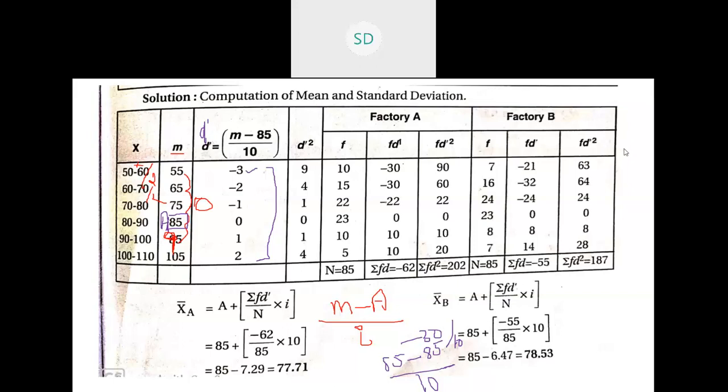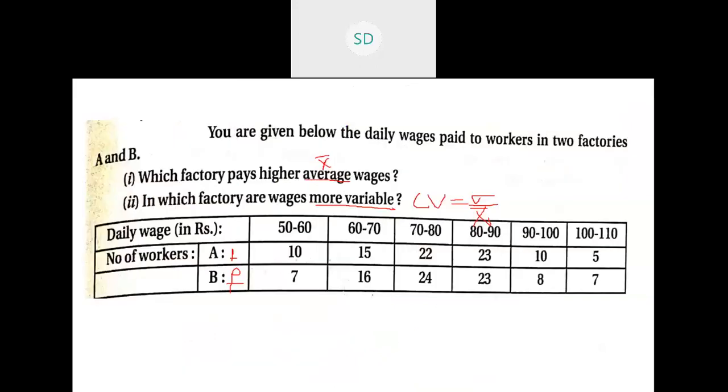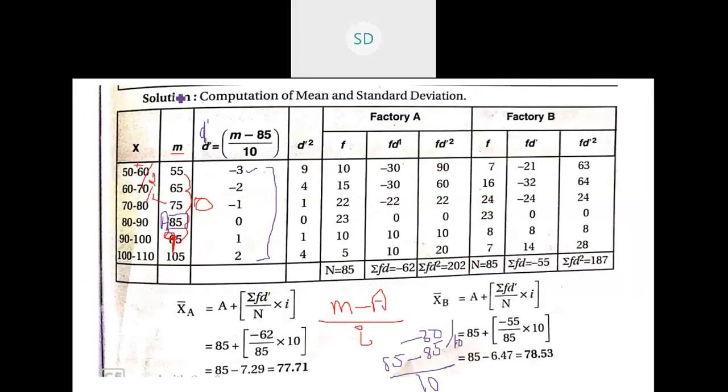Okay, so let's continue. Now, once we find all these deviations, we will consider the frequencies. So we have only solved this part, daily wages, only this part is completed. Now let's consider daily wages and A, that is number of workers. These two we will be considering. Now in this, let's go to factory A.